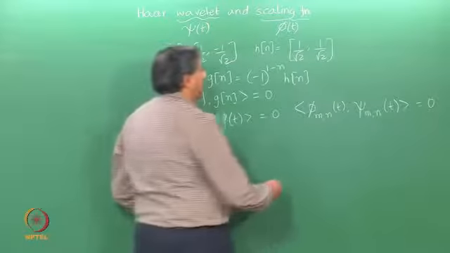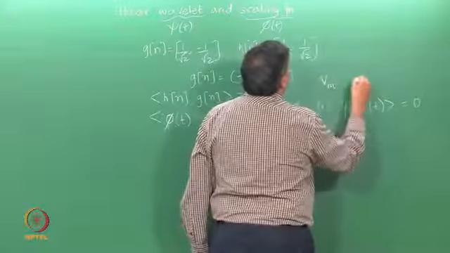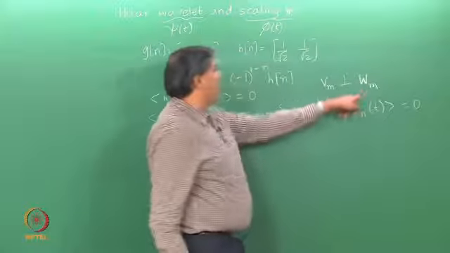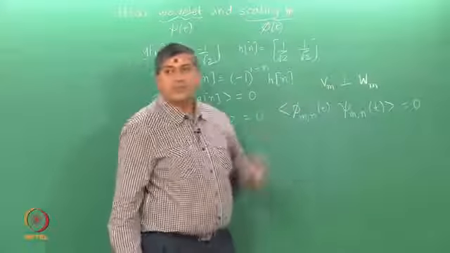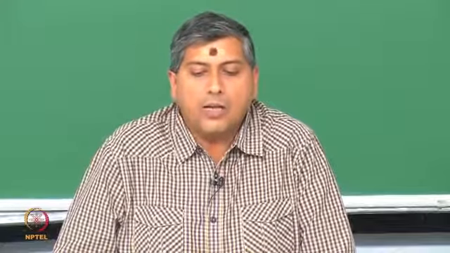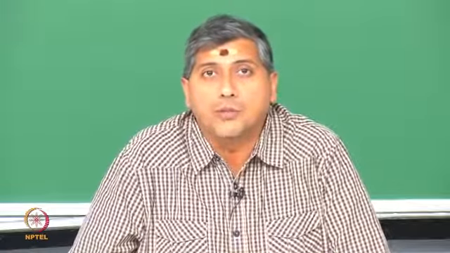In terms of the subspaces, we say that Vm is orthogonal to Wm. Psi m comma n spans the subspace Wm, and phi m comma n spans the subspace Vm. In addition, we have seen in the previous lecture, when orthogonality is satisfied by the wavelets and scaling functions or by the filters, then the synthesis filters are also identical to the decomposition filters. So, that is naturally guaranteed.